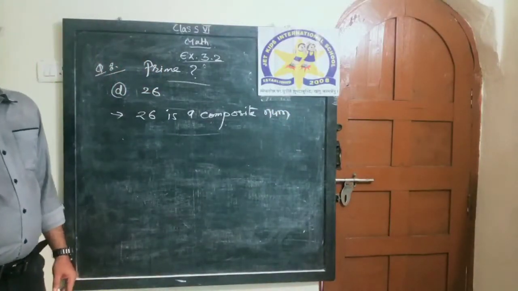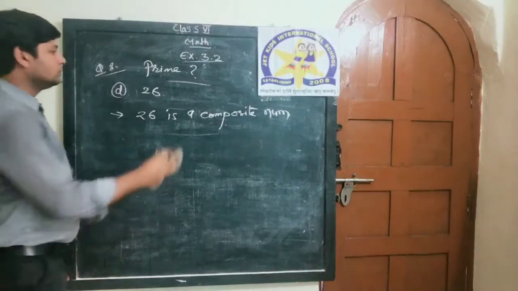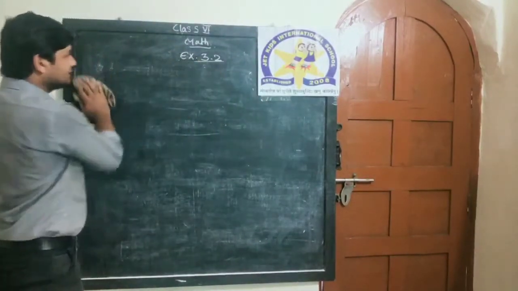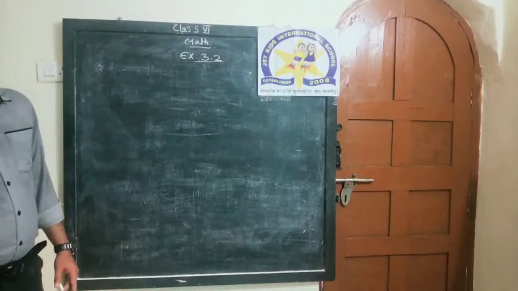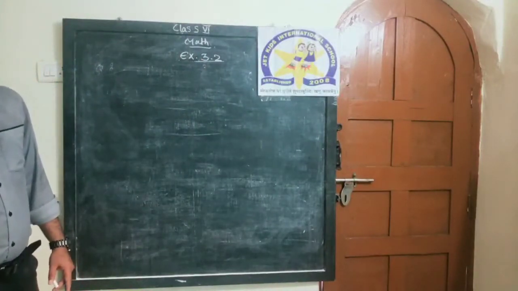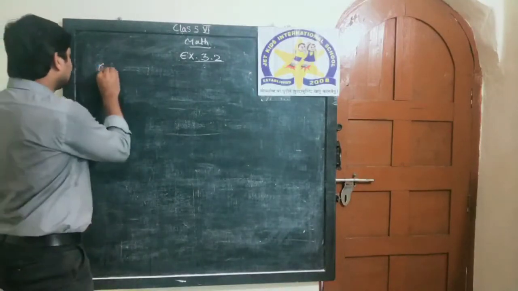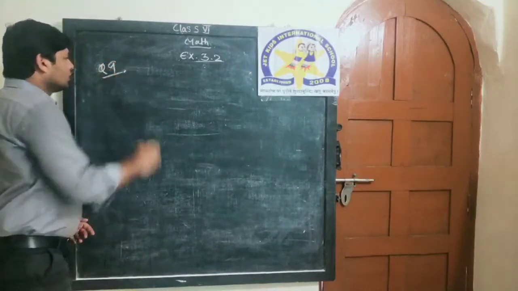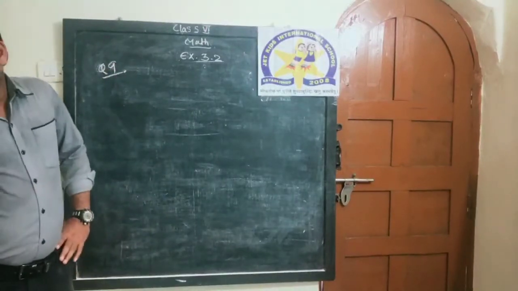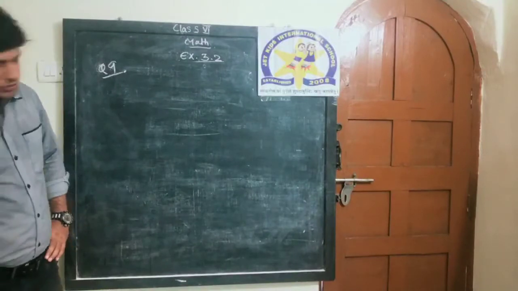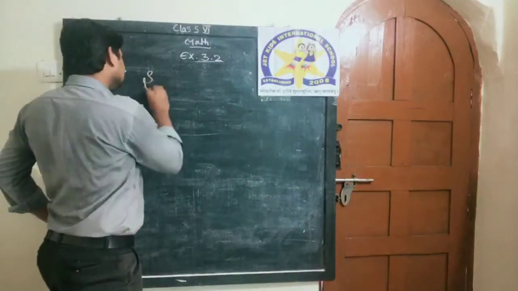So that was our question number 8. This is how you will do it. Next thing, that is question number 9. Write 7 consecutive composite numbers less than 100. 7 consecutive.